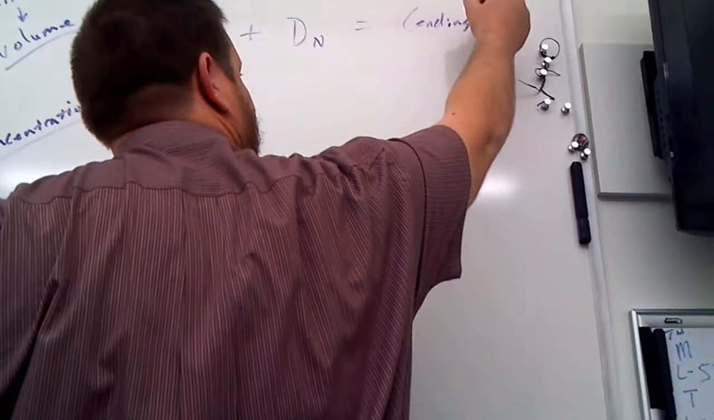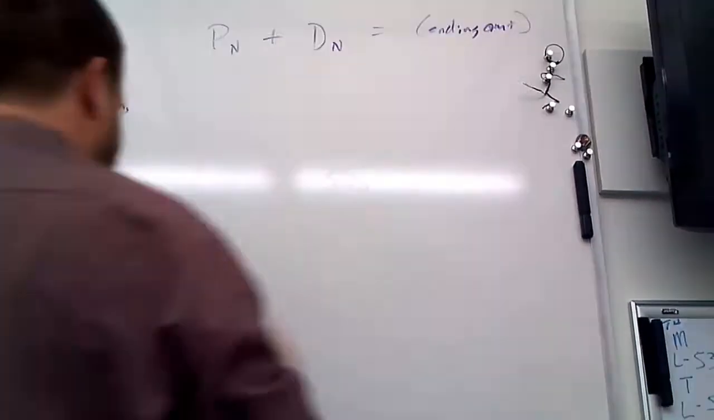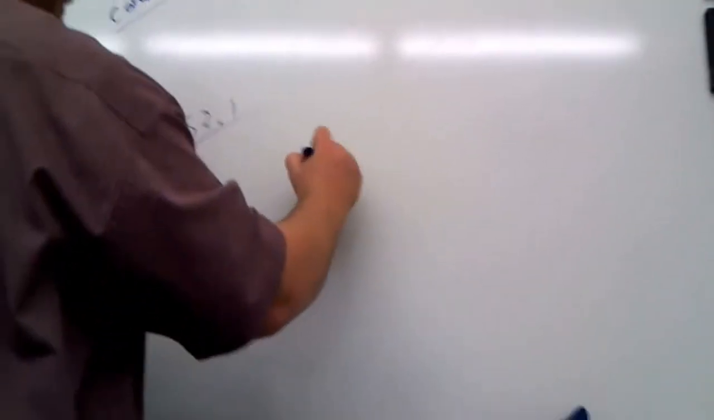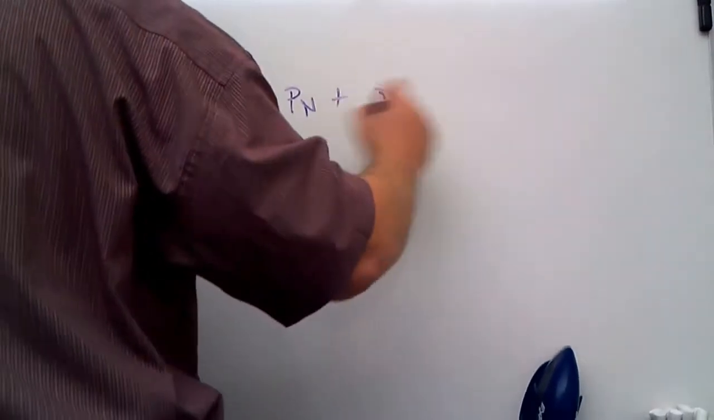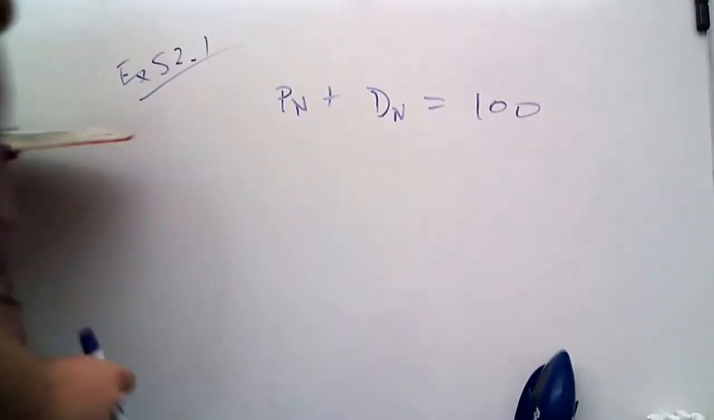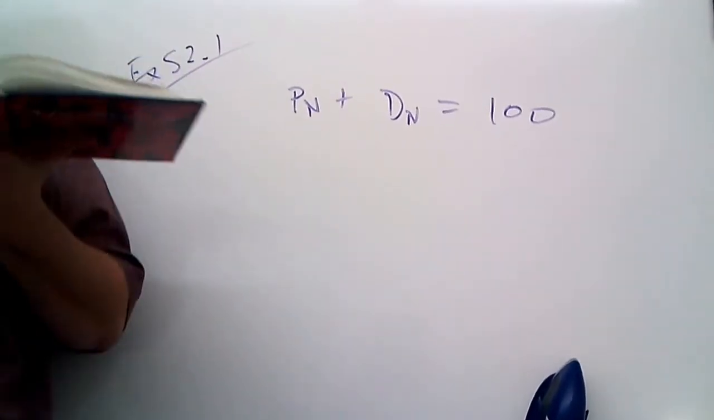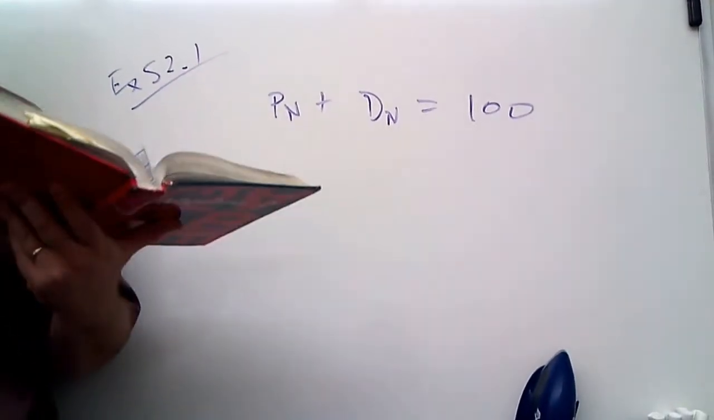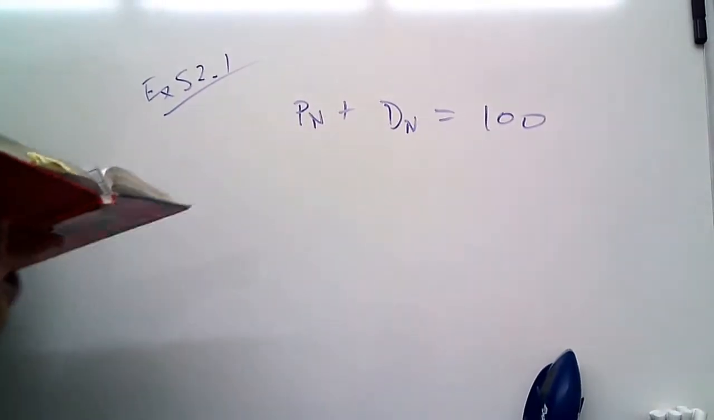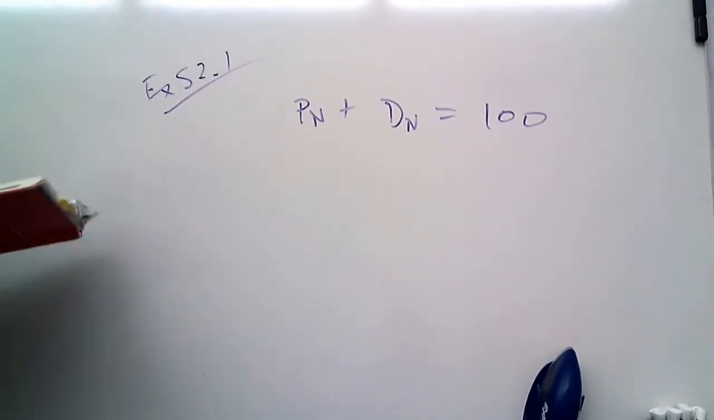Actually, what I should do is make this generic. Ending amount. So in our problem here, we've got our two buckets, Sylvia and Patrick. However much of Sylvia and however much of Patrick we're dumping into this bucket, we need to end up with 100 milliliters. So, always start with the volume.